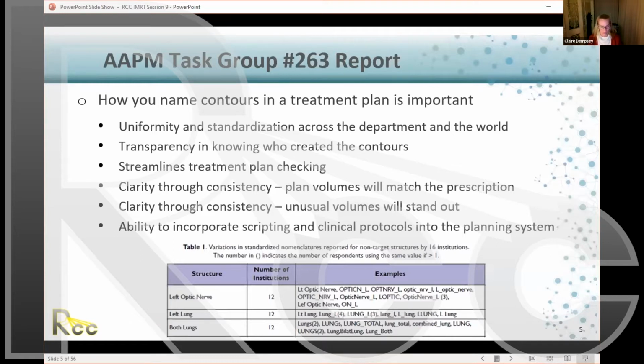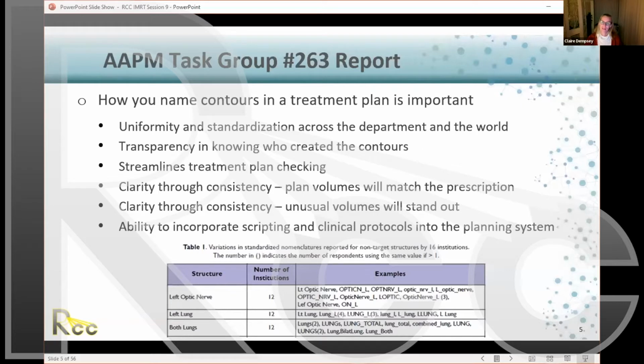And that's really important, because if you have something that's unusual, it could mean that you've done something wrong. So it's the ability to pick up those errors more quickly. Again, if you have consistent naming conventions in your department, you can then start to incorporate scripting protocols into your planning system. So you can start to have automated planning and machine learning and all that kind of stuff starting to be introduced in your planning system, which then will increase the efficiency of your treatment plans.